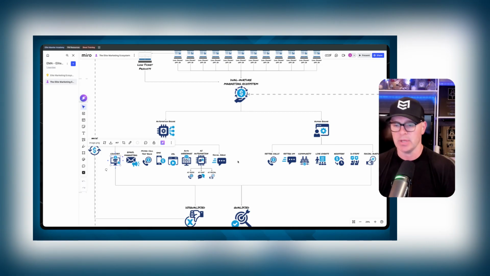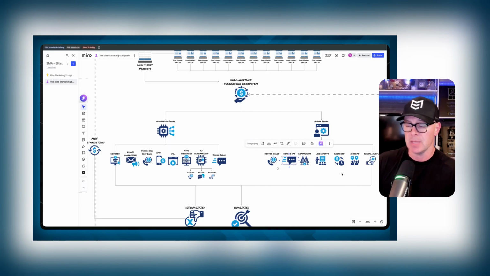All of these nurture things, if you're doing social and DMs and setter calls, all they're trying to do is to get people to book calls. You're doing a re-offer to get people to book calls.